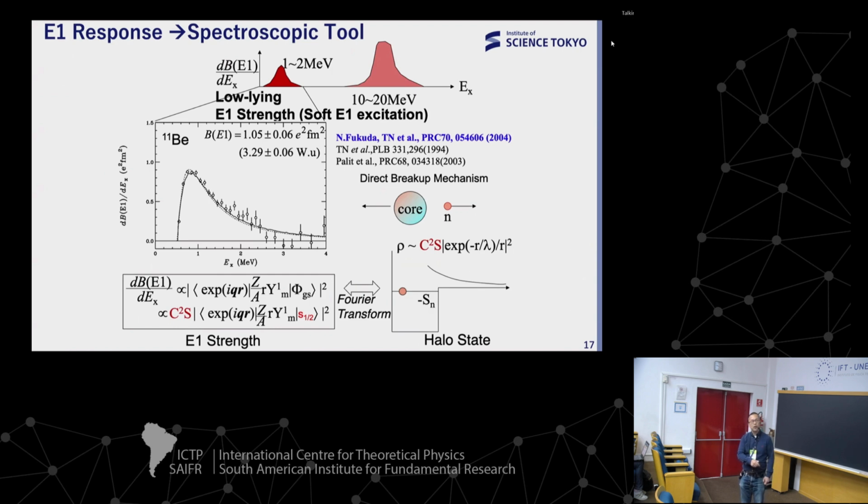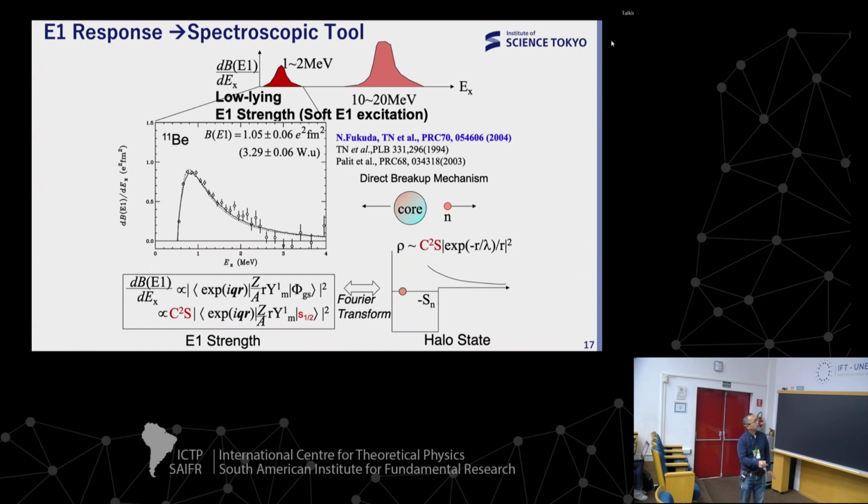But this ground state has a large density distribution, large amplitude at large radius, right? Because of the halo. So actually, this is nothing but a Fourier transform of the ground state multiplied by r. This r is the distance between the core and the neutron. So that means that if you have a large amplitude at large distance, we should have a large amplitude at low q. Low q means low relative energies. So this can be understood also.